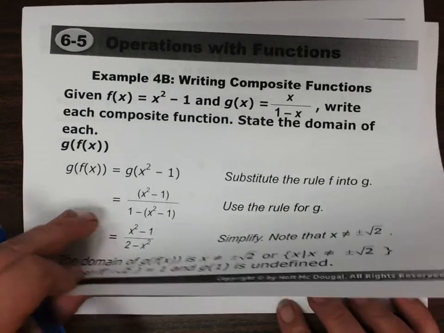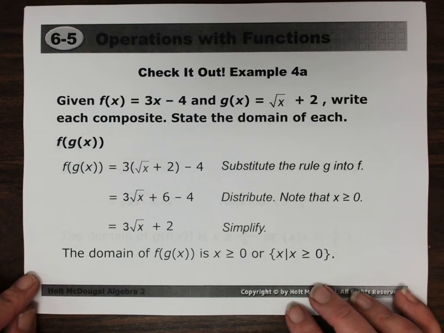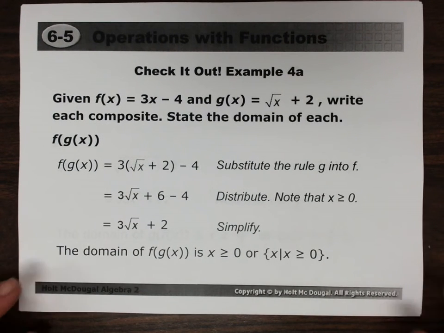I'm going to skip this page, and I want to go on to the next example. Here I've got two more functions, f of x, where f of x is 3x minus 4, and g of x is the square root of x plus 2. And they would like us to write the composite function for each, and then to state the domain.